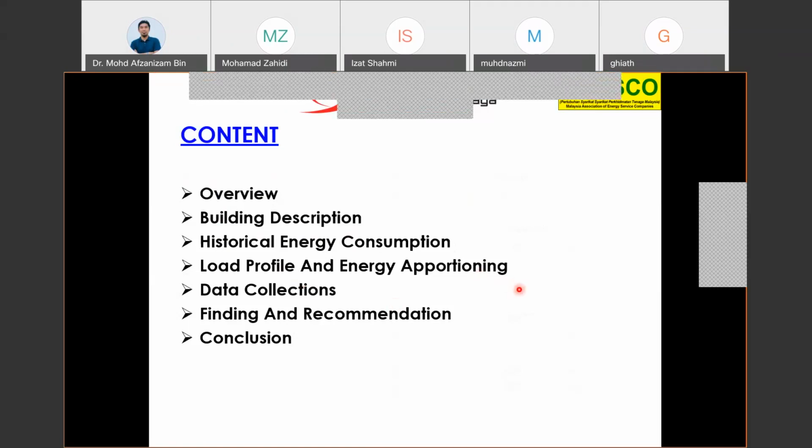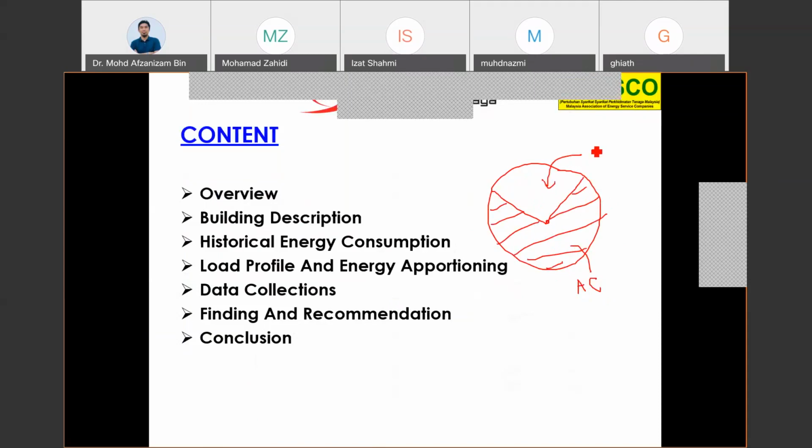Energy apportioning means that, let's say, I'll try to sketch it here. Let's say you have this one, considering 100% of the utilization of electricity at the organization you have been auditing. Perhaps this is the electricity due to the air conditioning system. And then this one, let's say, is only for lighting, for example.